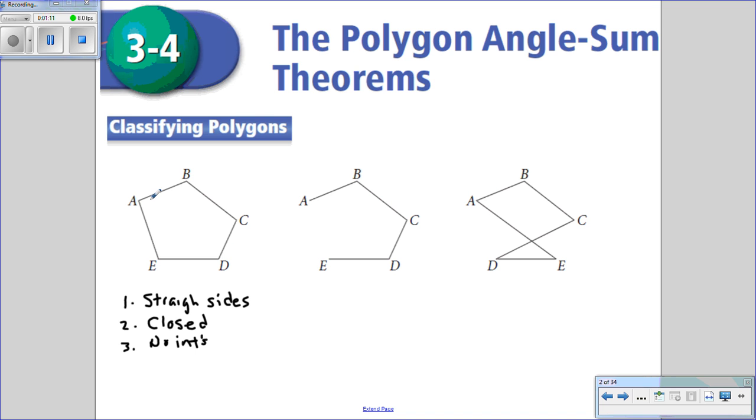is we determine what type it is first, and then we travel around it using the letters. So for instance, this one has 1, 2, 3, 4, 5 sides. So this will be pentagon, and then I can just name the letters A, B, C, D, E.